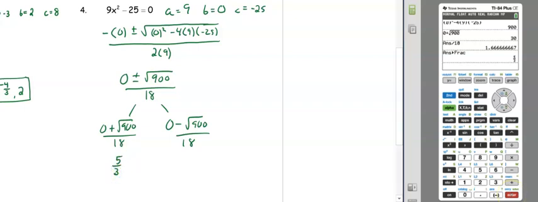If we notice this is the same thing, but it's subtraction instead, so we might be able to even just guess the answer, or we put in the calculator 0 minus the square root of 900 divided by 18, math, enter, enter, which makes sense. This would be negative 5/3. So x is equal to 5/3 and negative 5/3.